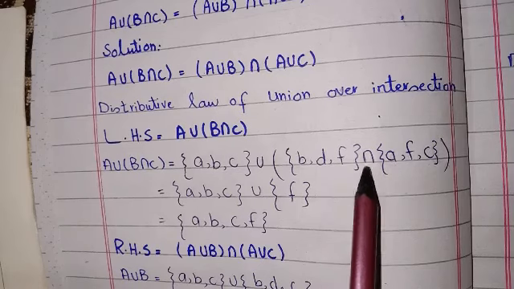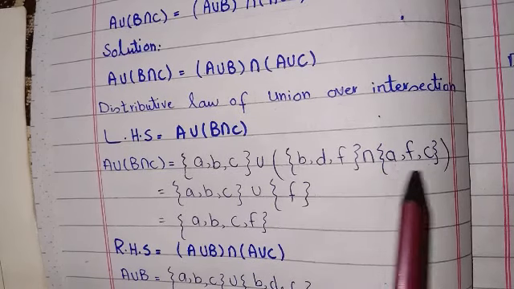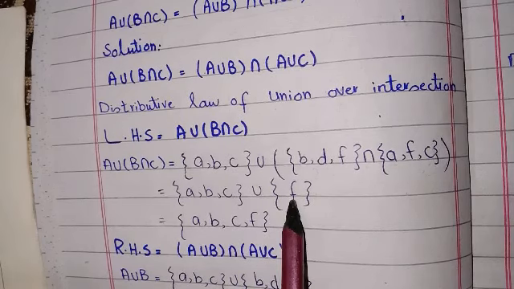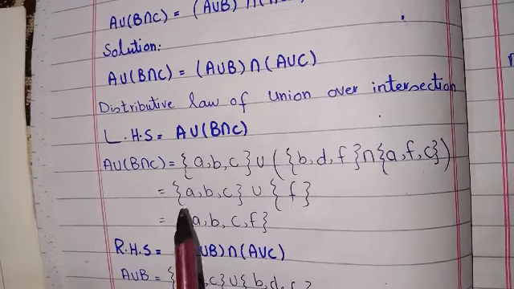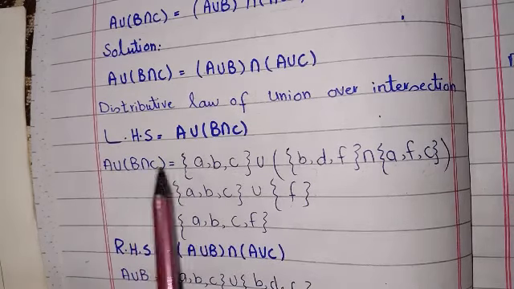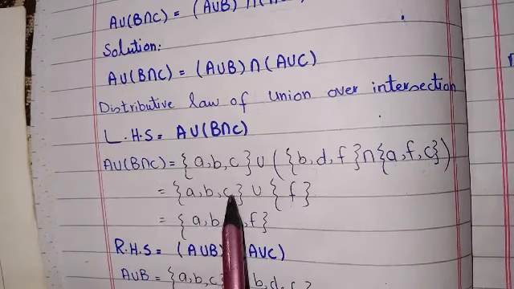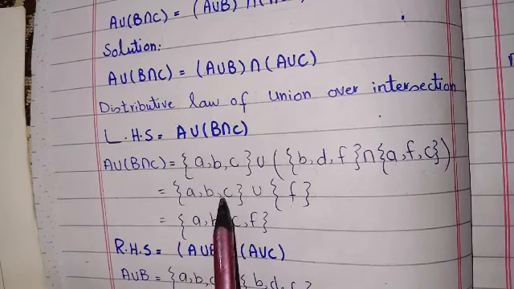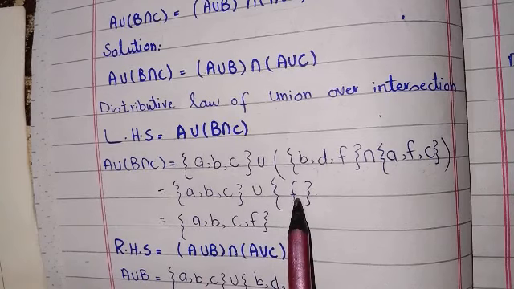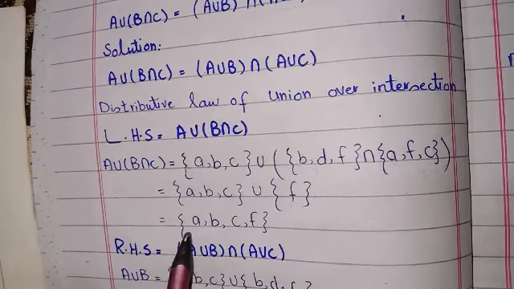Now students, we have to find the intersection first. As you can see, in both sets we have only one common element, which is F. So we will write F in our resultant set. Now students, we have to find the union of A and the resultant set of B intersection C. We will write A, B, C, which is our set A, then union our resultant set which contains element F. So we will write all the elements of both sets. The answer is A, B, C and F.